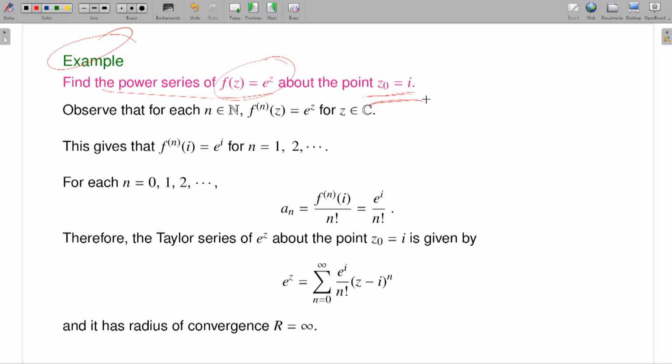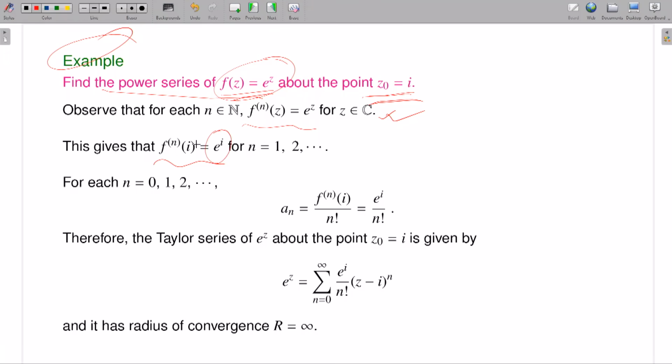But what is my a n? Since I know my function f, I know the expression of a n in terms of the nth derivative of f at the point divided by factorial n. So observe that I have f of z equals e to the z, but what is the derivative of e to the z? E to the z itself. What is the nth derivative? The same e to the z. We are already familiar with this observation. So therefore f n of z is equal to e to the power z as it is. So what is f n at the point i, which is e to the power i.